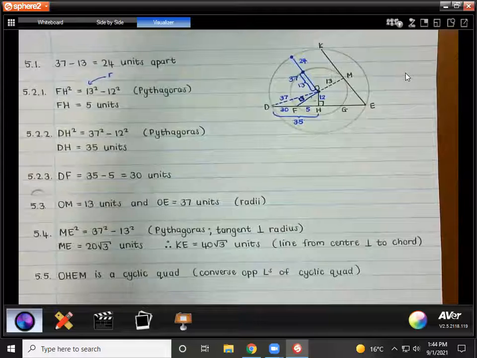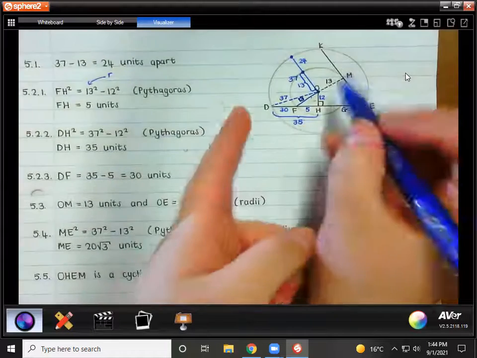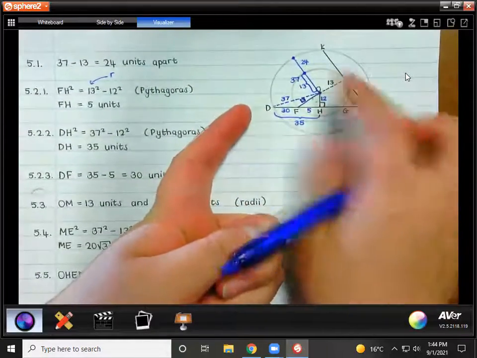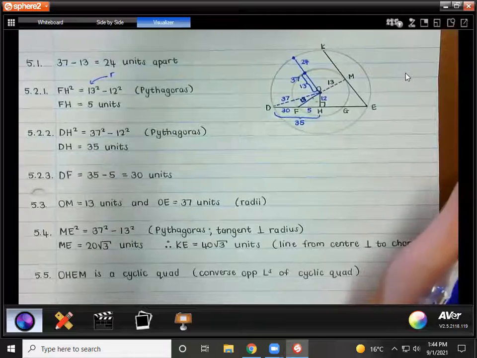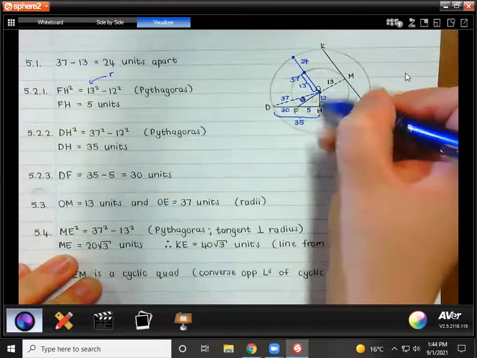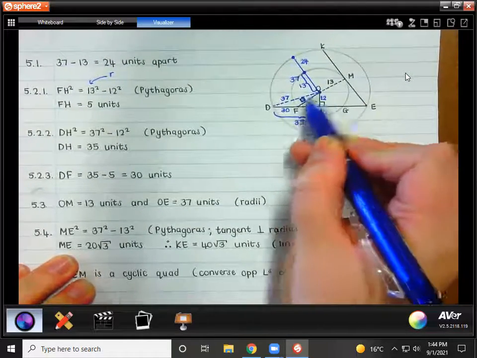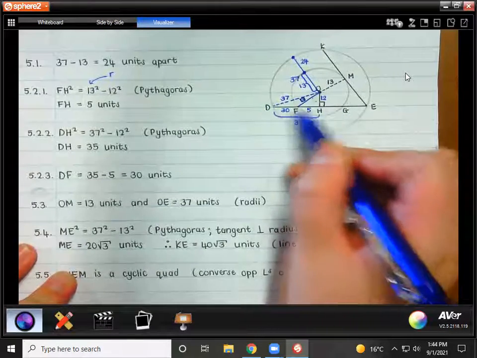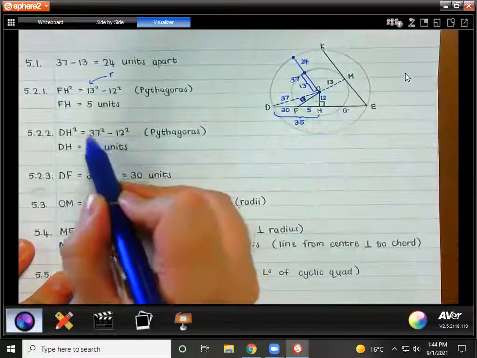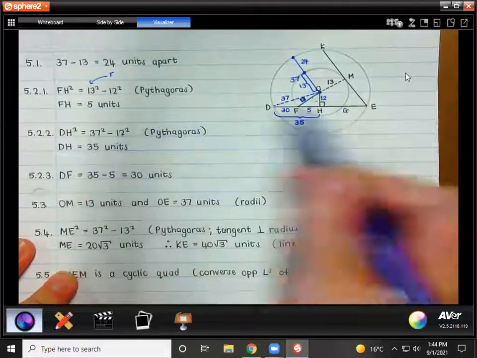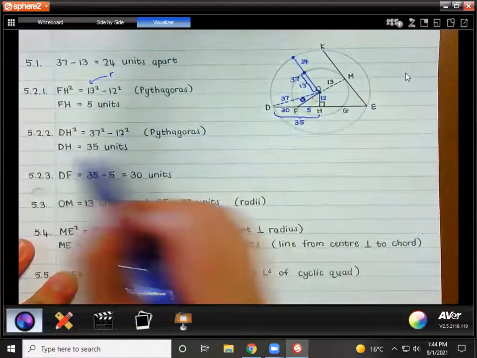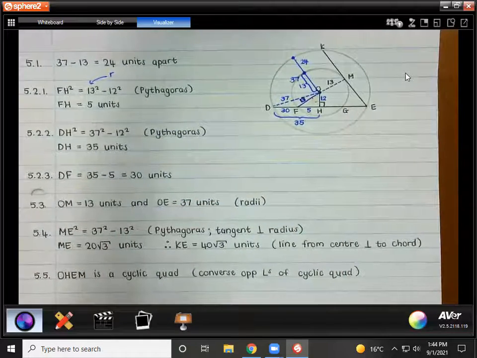Then for 5.2.2, they asked for the length of DH. Now you have to draw in another radius, the one of the bigger circle, in order to create a right angle triangle. So there again, you have 12. That hypotenuse now is 37 because that's the radius of the bigger circle. And now you can calculate DH using Pythagoras. So now it's 37 squared, the radius that we constructed there, minus 12 squared. You write your reason, Pythagoras, you square root that, and you get 35 units.